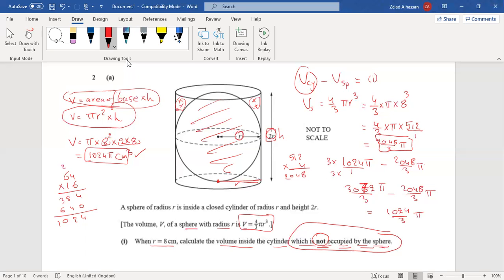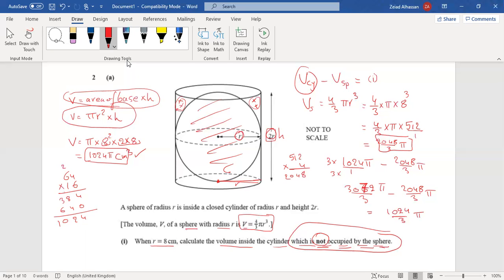Not occupied means between them, the volume of the cylinder and the volume of the sphere. What is left, like saying one person has $15 and the other has $10. What is the difference between them? It's $5.